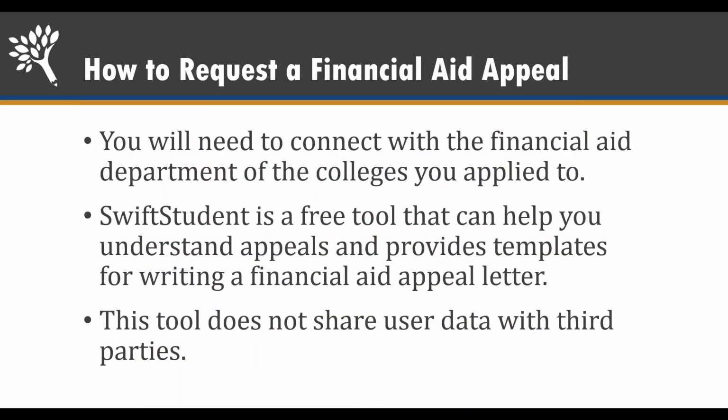To request a financial aid appeal, and this can be at any point in the process, you're going to need to connect with the financial aid department of the colleges you applied to. You can go to their website, you can email them. I know a lot of campuses are not in person right now, but emailing works really well, and calling.